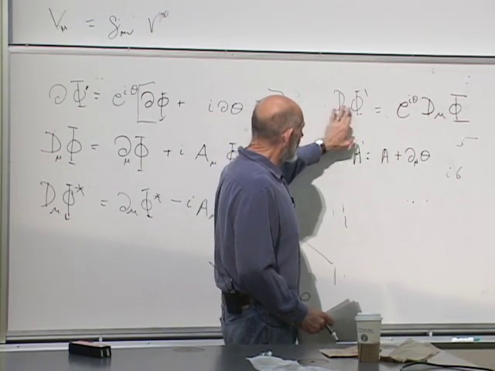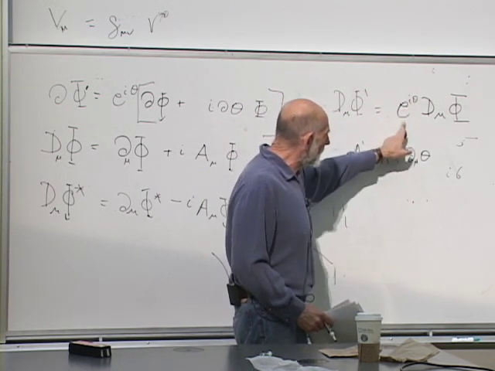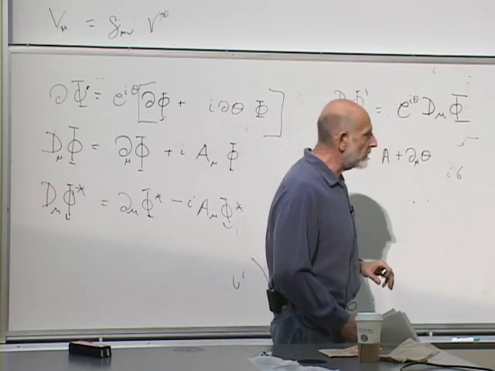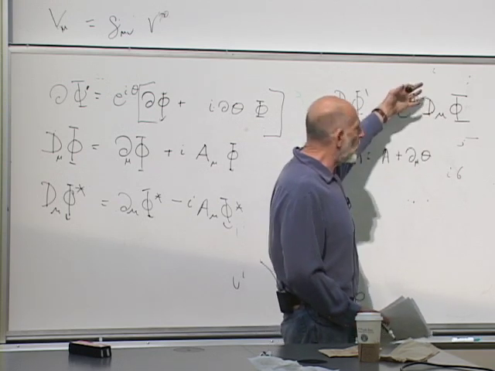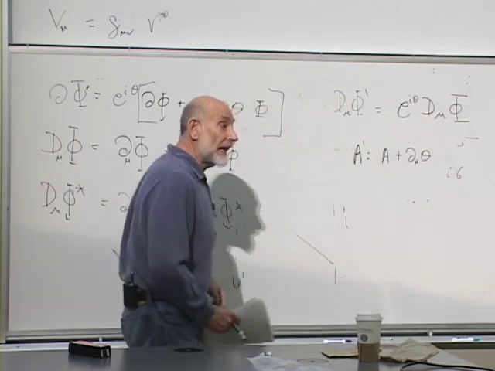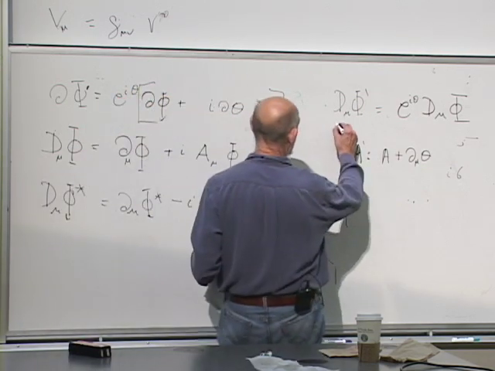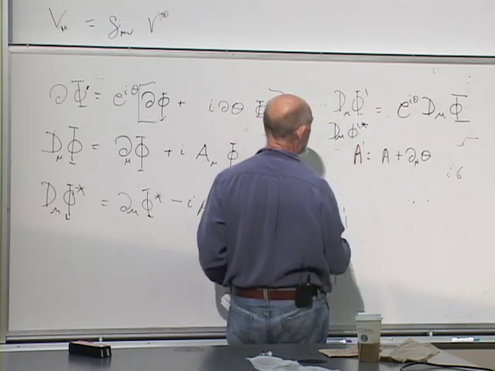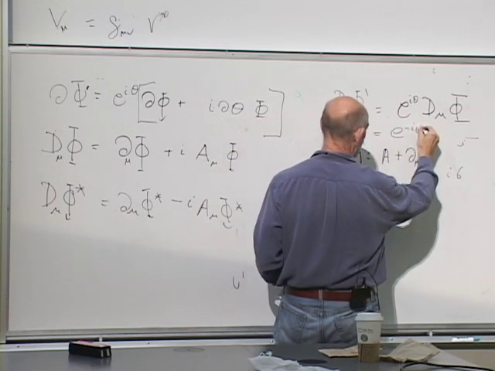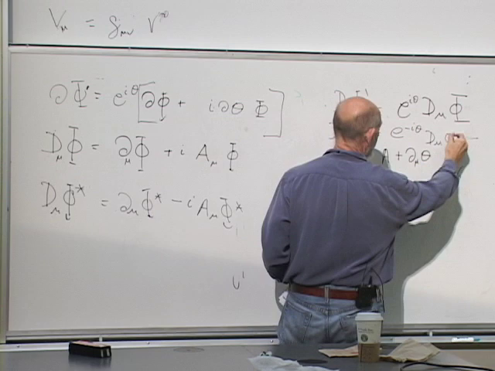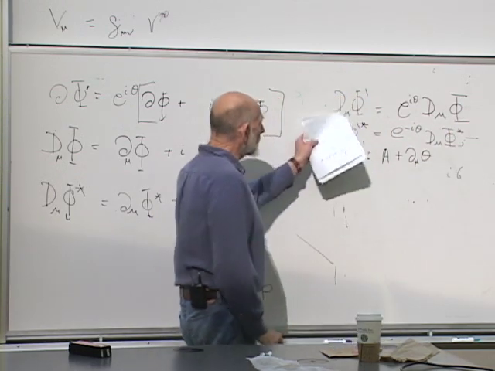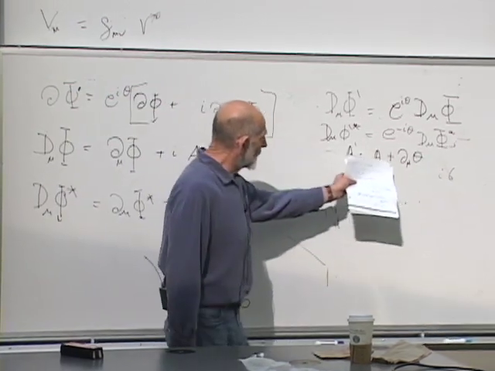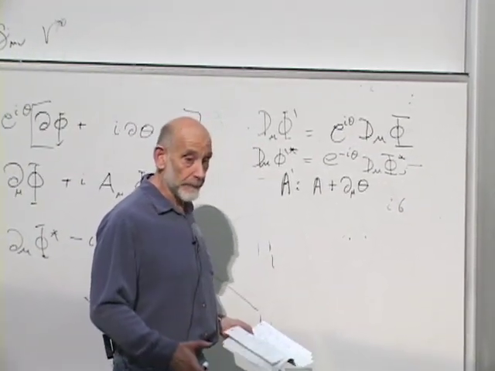Notice that in this formula, the derivative of theta does not appear. You have the covariant derivative of phi prime equal to the covariant derivative of phi up to this overall factor of e to the i theta, which will cancel when you multiply this by D mu of phi star prime. That will be equal to e to the minus i theta times D mu of phi star. So when you multiply these two together, the unpleasant things that have derivatives of theta in them disappear.